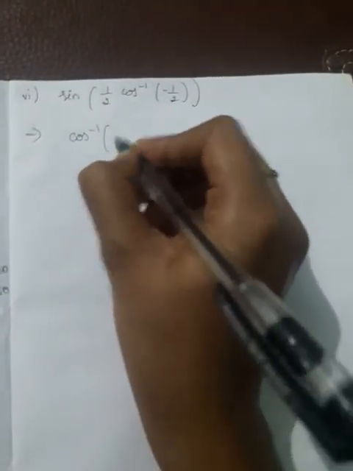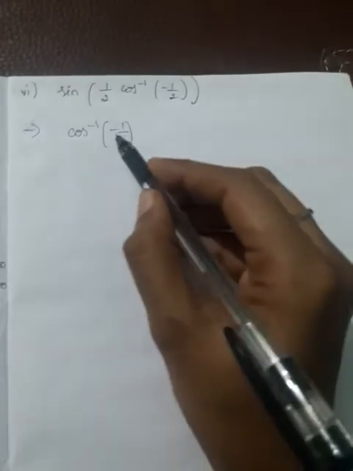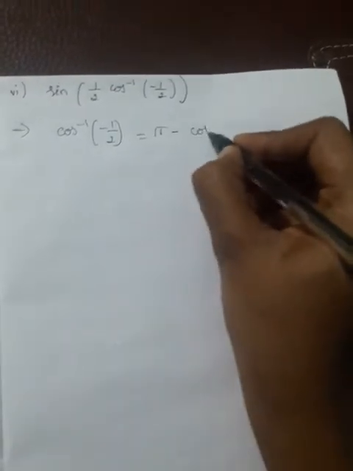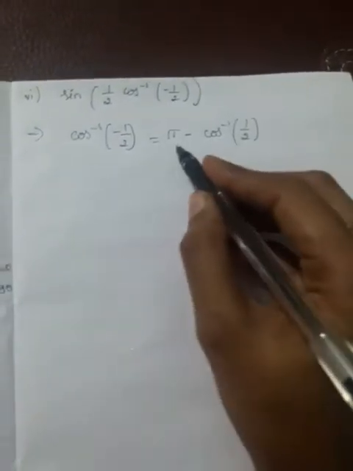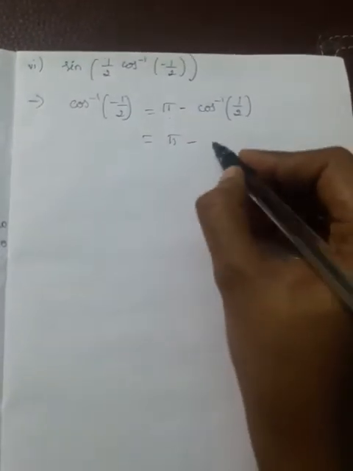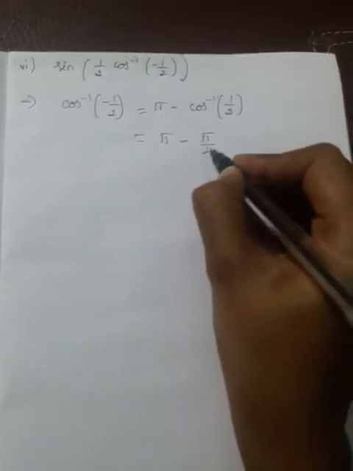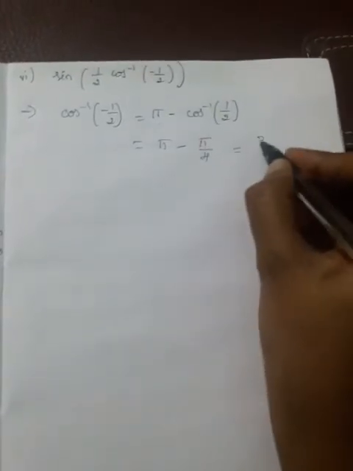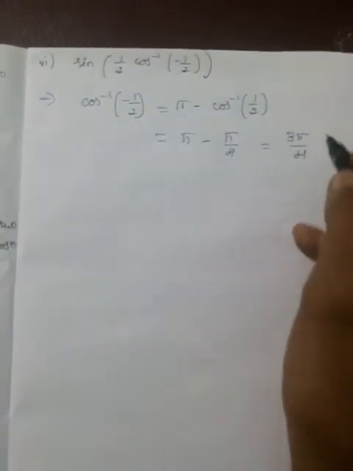Sine of 1 by 2 into cos inverse of minus 1 by 2. This is sine, here is a cos. First you have to solve this one. Cos inverse of minus 1 by 2. We know that cos inverse of minus x is equal to pi minus cos inverse of x. That is pi minus cos inverse of 1 by 2.